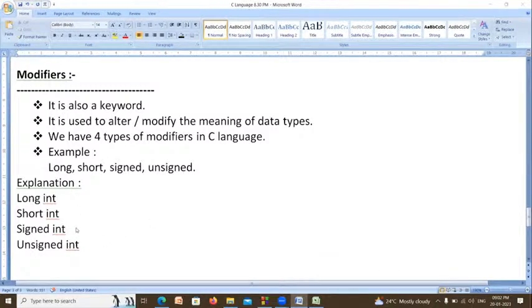Tanvi, signed integer means, suppose if you want to store -4 or -10, these are signed integers. These are having signs, negative sign, positive sign. Unsigned integer means only positive numbers. We need not specify the sign here. 10, 20, these are unsigned integers. So I am talking about the sign means this one. Clear, Tanvi? Yes, sir. Clear. Okay, right. Sign means positive or negative. That is the sign.